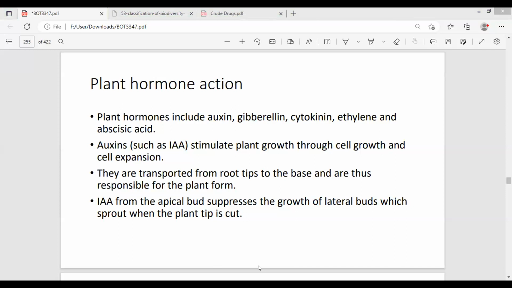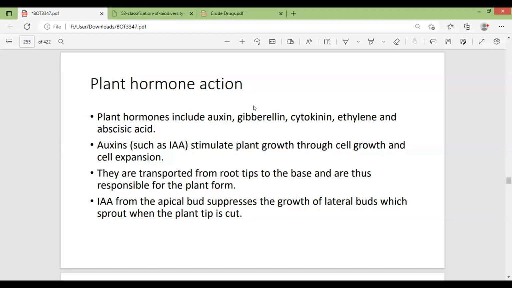Now, I just want to display where the functions of these hormones are listed. A second. Okay, so let me mention the functions and then we look at them again.